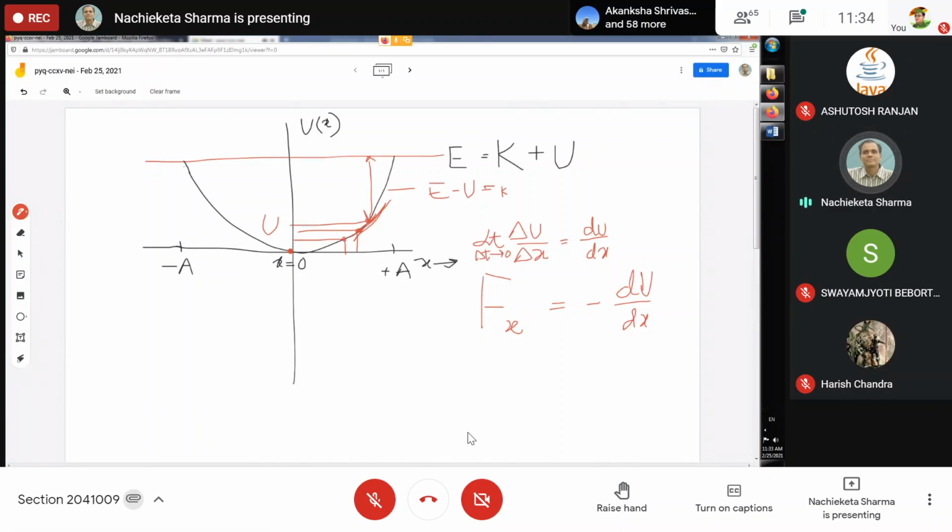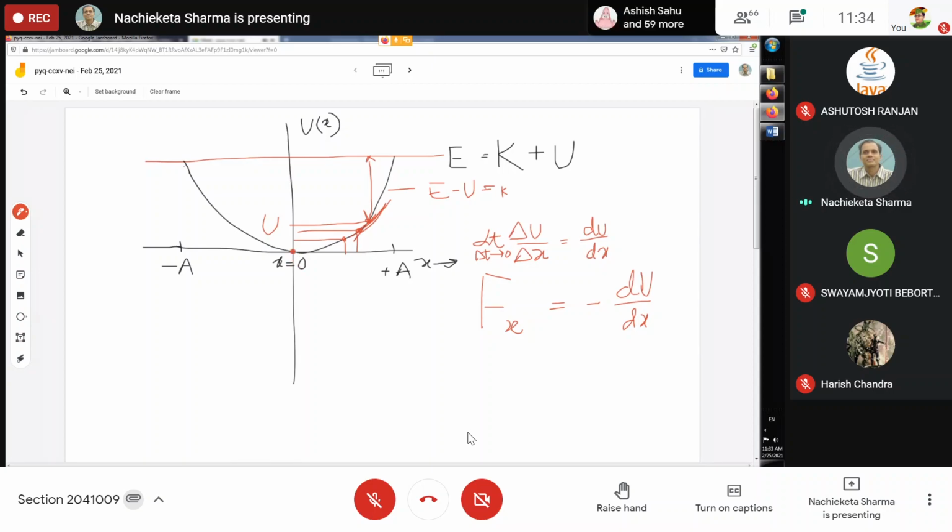So at each point the force Fx on the glider is equal to the negative of the slope of the Ux curve. Fx is equal to minus dU by dx, which we have discussed. When the particle is at the equilibrium position x equal to 0, the slope is 0, and thus the force is also 0. So this is an equilibrium position. That's why it is called an equilibrium position.